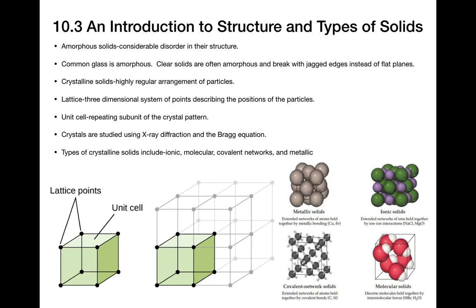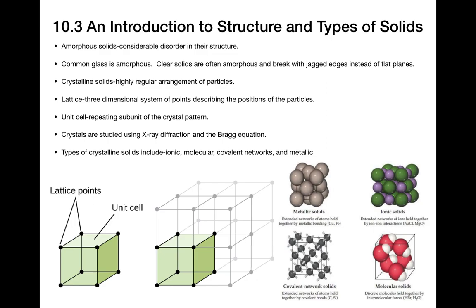Also, when an amorphous solid like glass breaks, you tend to get jagged edges instead of these nice flat crystal planes that you might get when you break a crystal like a diamond. You get a nice flat plane. Crystalline solids have a highly regular arrangement of the particles. The three-dimensional system of points that would represent the positions of the atoms or molecules or ions in a crystal is called the lattice structure, or the lattice points.